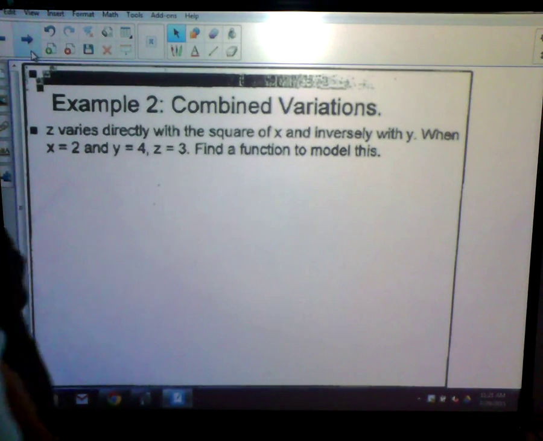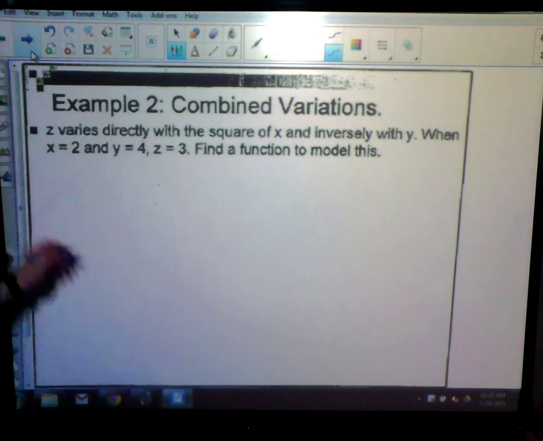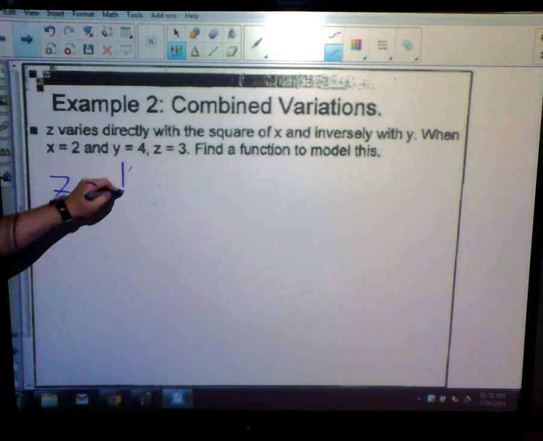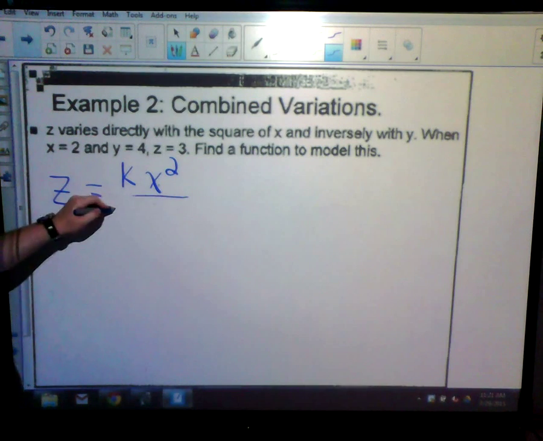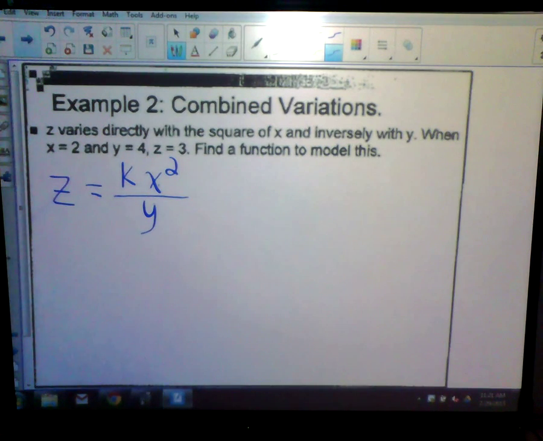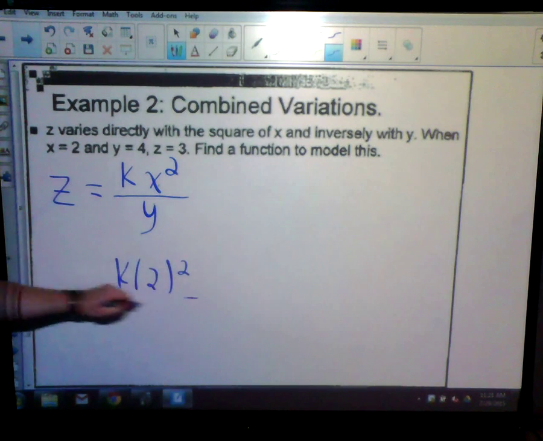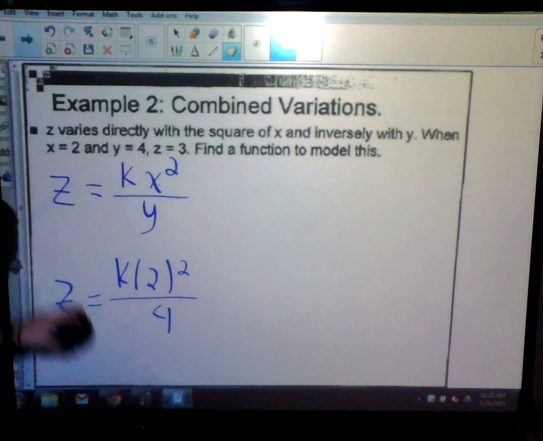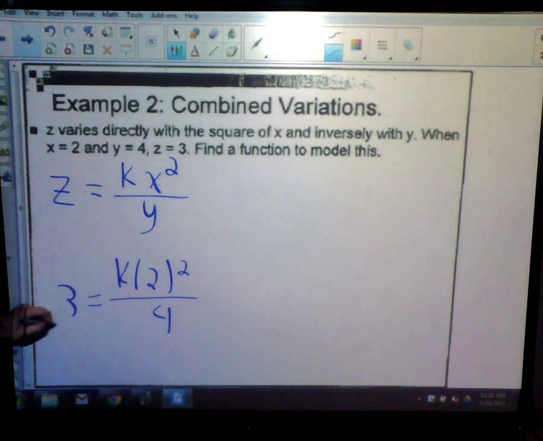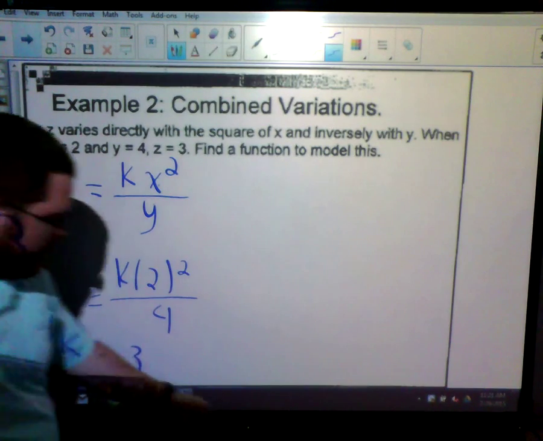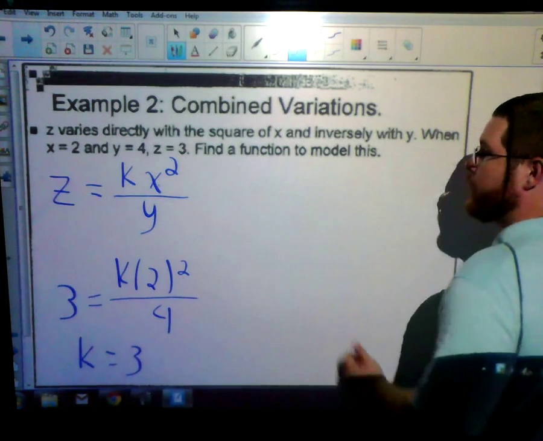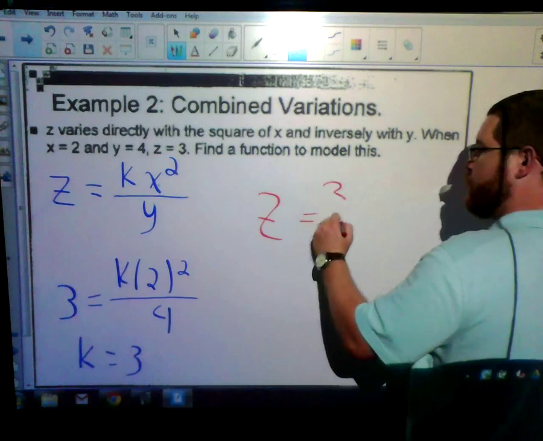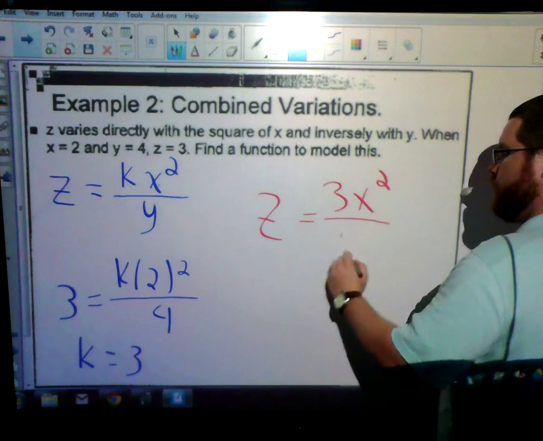Z varies directly as the square of x and inversely with y. When x is 2 and y is 4, z equals 3. So what does k equal? Well, 2 squared is 4, and they'll cancel, so k equals 3. So what's my equation? Z equals 3x squared over y.